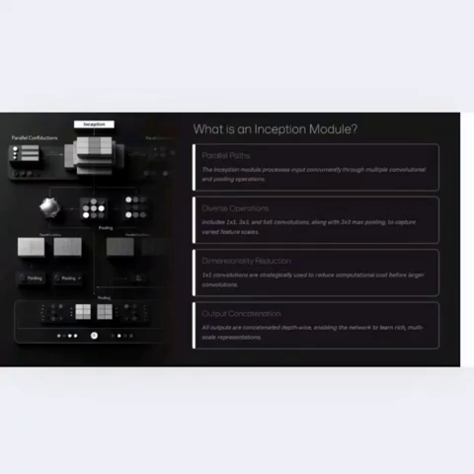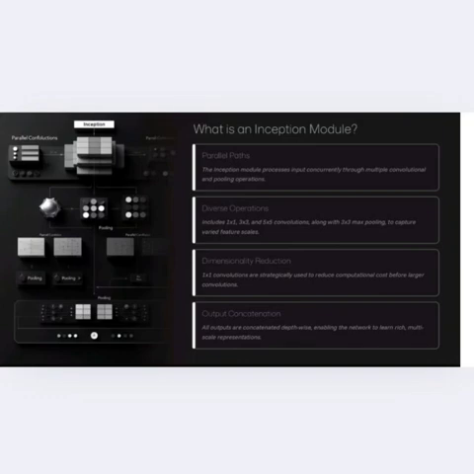An Inception module is a fundamental component of the Inception deep learning architecture. It's designed to capture features at multiple scales within a single layer. The key components of an Inception module are parallel branches, concatenation, and multi-scale features with increased depth and width. In the parallel branches, the Inception module consists of multiple parallel branches with different filters: 1 by 1 convolution, 3 by 3 convolution, 5 by 5 convolution, and 3 by 3 max pooling.